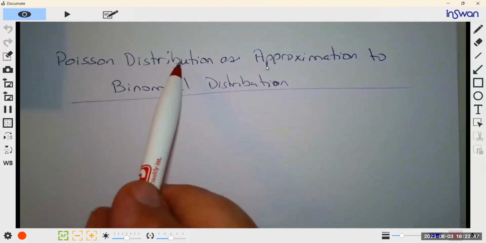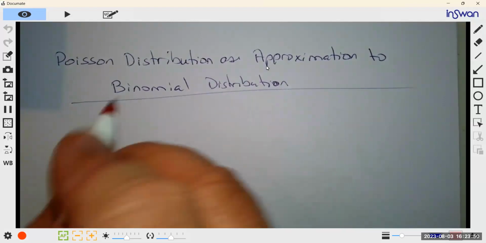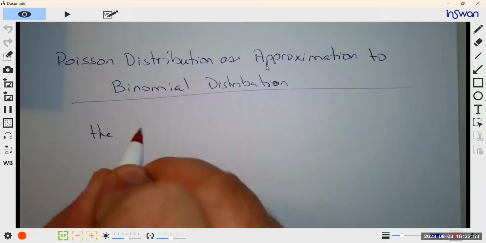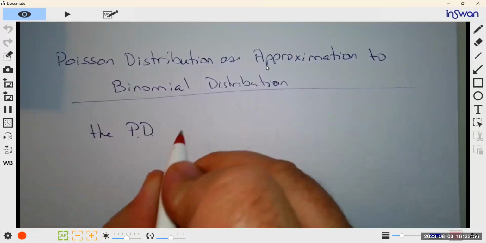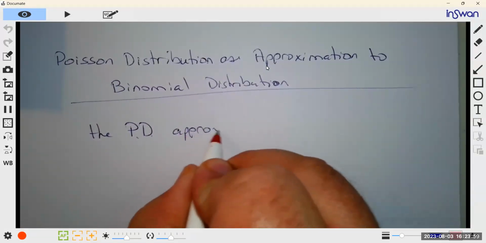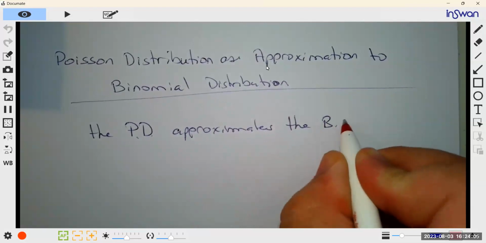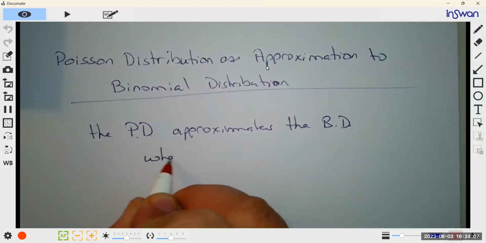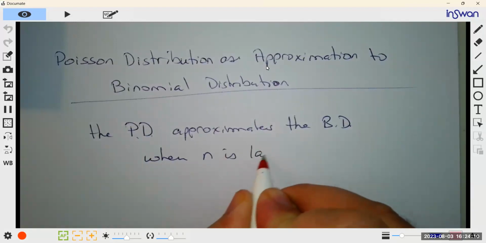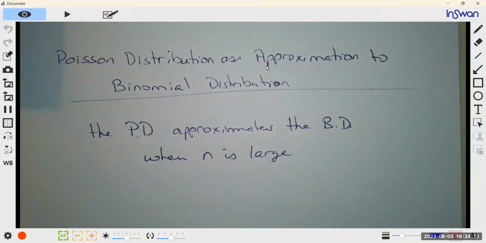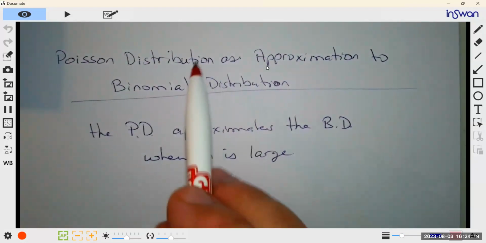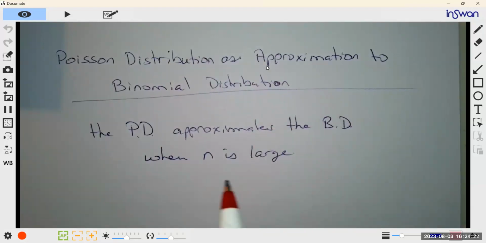So the Poisson distribution approximates the binomial distribution when n is large, because the more events you happen to have, the more accurate the approximation becomes, and when the probabilities are small.